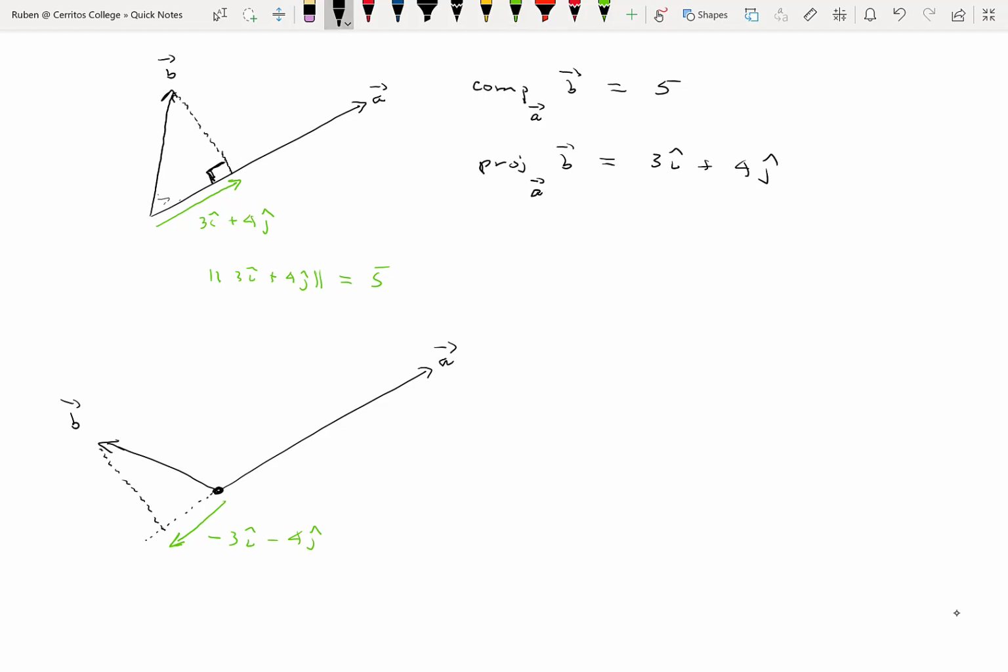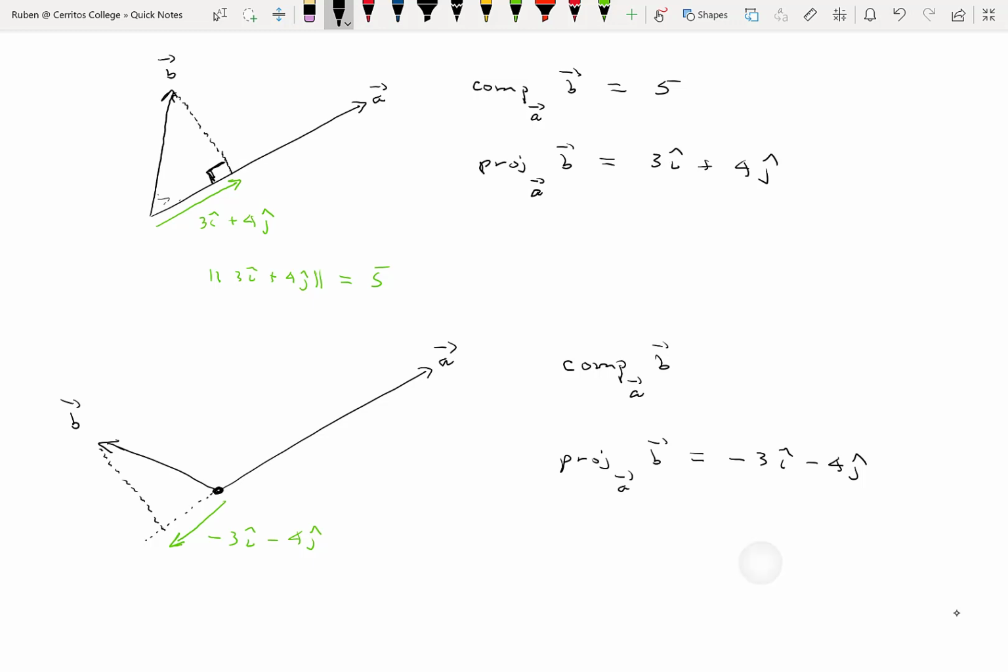So here are the two quantities associated here. We have the component of B in the direction of A, and we also have the projection of B in the direction of A. The projection of B in the direction of A is negative 3i minus 4j. So the projection doesn't have to project onto the vector. It could project in the opposite direction, but it still projects along the line of vector A.